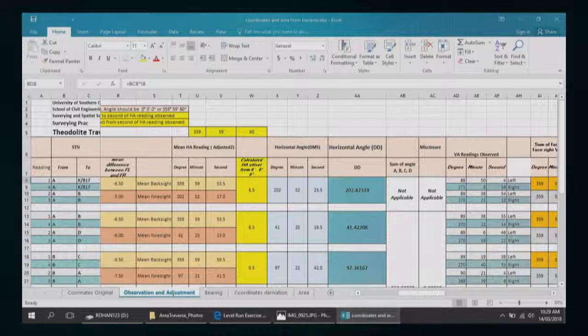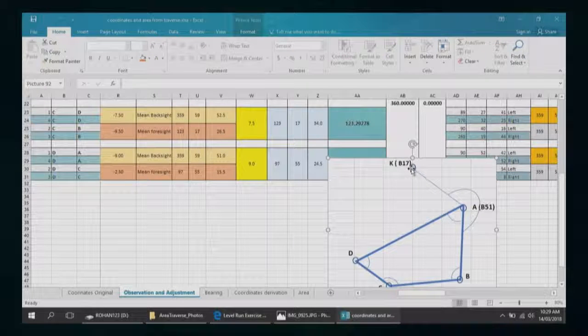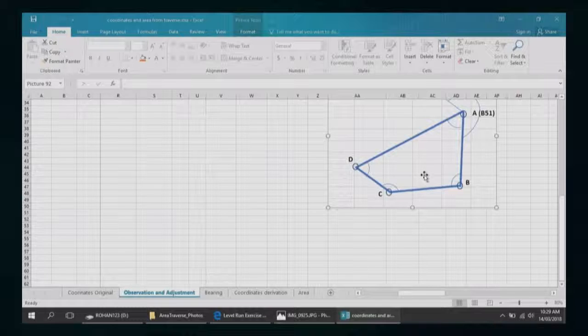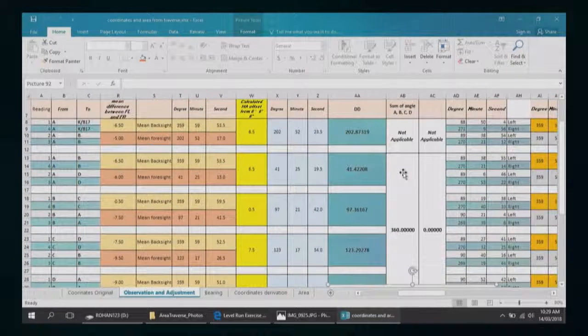You start with a benchmark, and I'll show you here. If you see here, point K, which is B17, benchmark 117, it's a known point whose height is known. Its location is known, coordinates are known, and the other point is B51. Now these other points, B, C, D, are totally unknown points. We start calculating their easting and northing, as in how much to the east of this point does it lie, or how much to the north of this point does it lie. And there's a surveying process to it.